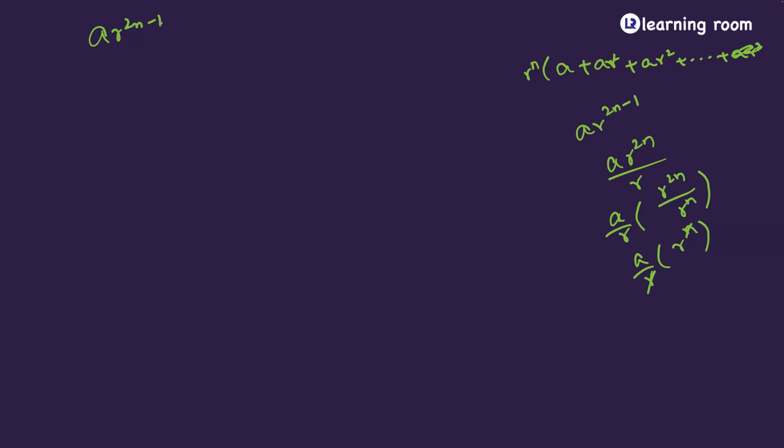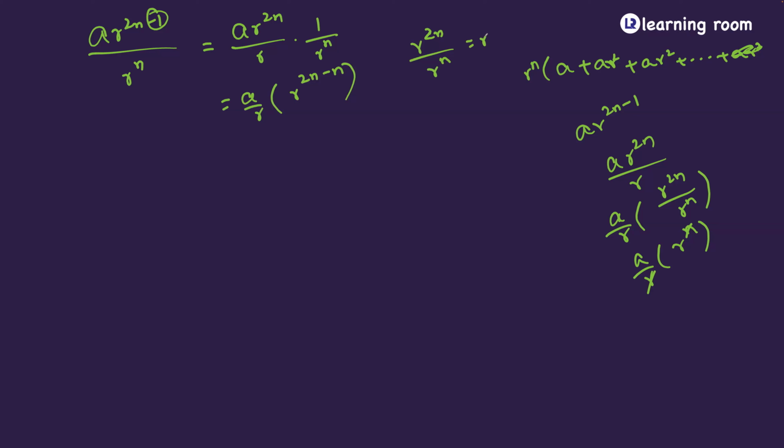Okay, what is that? I took out common r power n. So when I need to divide it with r power n, what I'm saying is this is written as a r power 2n divided by r. Why by r? Because you have a minus 1. So it is going to be divided by r, into 1 divided by this r power n. Is that clear? Now, a by r, leave it as it is. A by r into r power 2n minus n. r power 2n divided by r power n is equal to r power 2n minus n, which is nothing but r power n itself. So it will be a by r into r power n, or this can also be written as a into r power n minus 1.